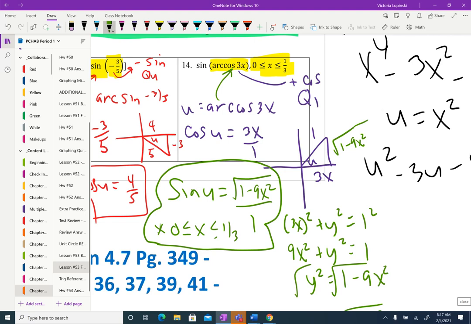So not an easy lesson by any stretch of the imagination. There's obviously a lot going on here, which is kind of why I wanted to do the review yesterday, to kind of put a pin in all that graphing stuff to make sure that you could hopefully spend some time this weekend focusing on this inverse stuff.